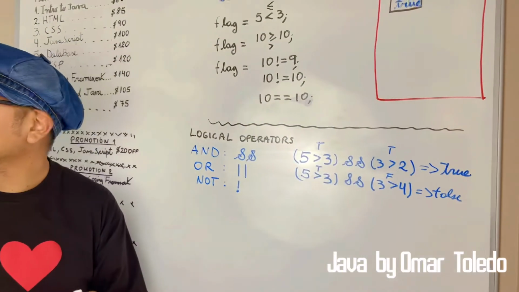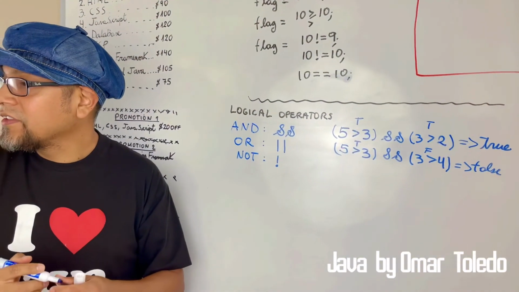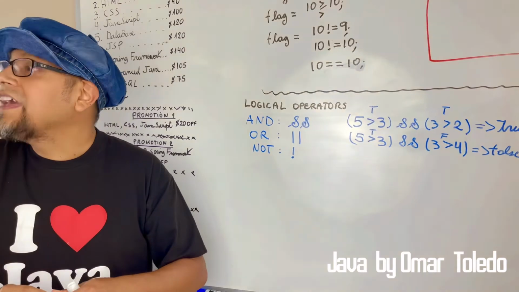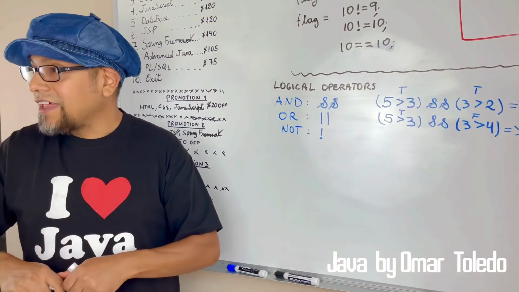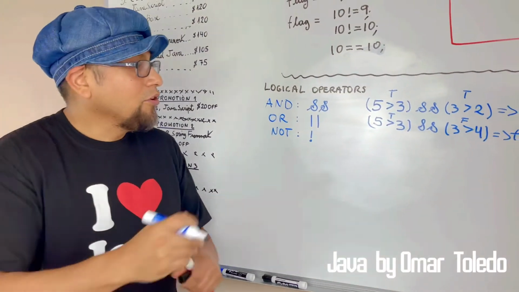Exactly. But if there's already one false, then it will always be false. But if it's two truths, it will be true. There must be two truths. So another example.